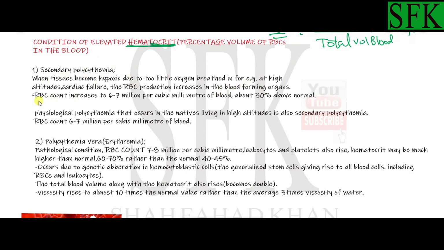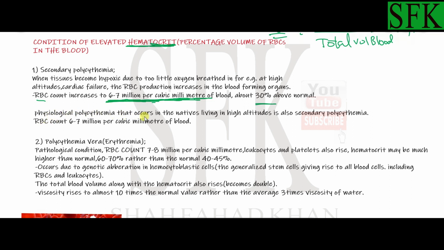So for secondary polycythemia, these values are quite important, and I guess you should learn them. The RBC count increases to 6 to 7 million per cubic millimeter of blood. The average normal count is around 5 million, so almost a million RBCs have increased per cubic millimeter of blood, about 30% above the normal level. This is how the RBC count increases.